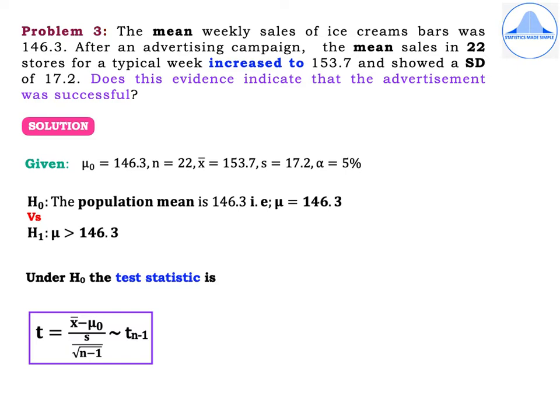Under H naught, the test statistic is t equal to x bar minus mu naught divided by s by root n minus 1, which follows t n minus 1.